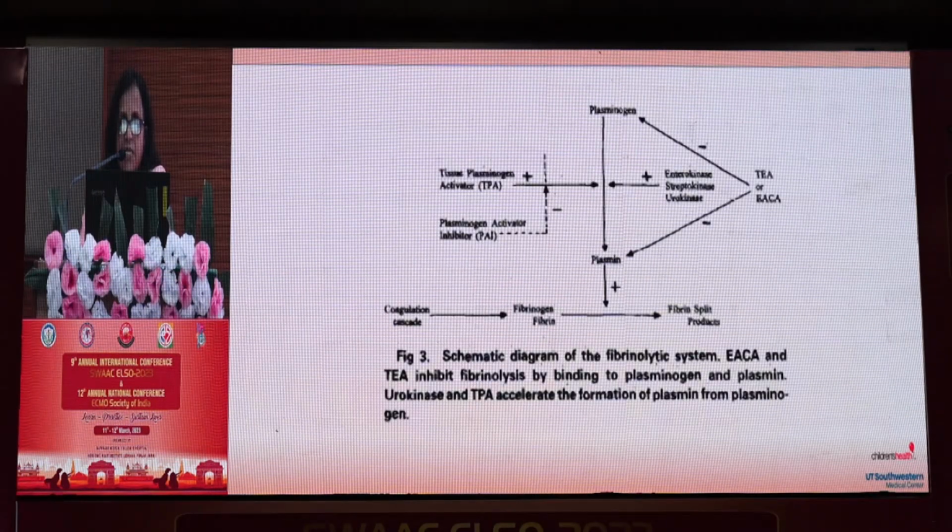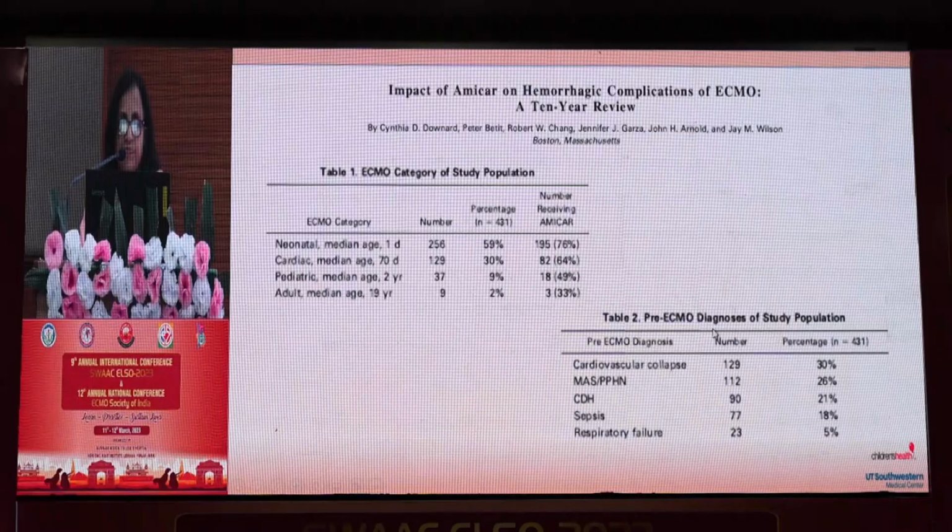This is just a slide that shows the effect of how aminocaproic acid and TXA work. They cause lysine inhibition of the plasminogen and plasmin sites, thereby inhibiting the breakdown of fibrinogen into fibrin split products. And that's how these drugs work.